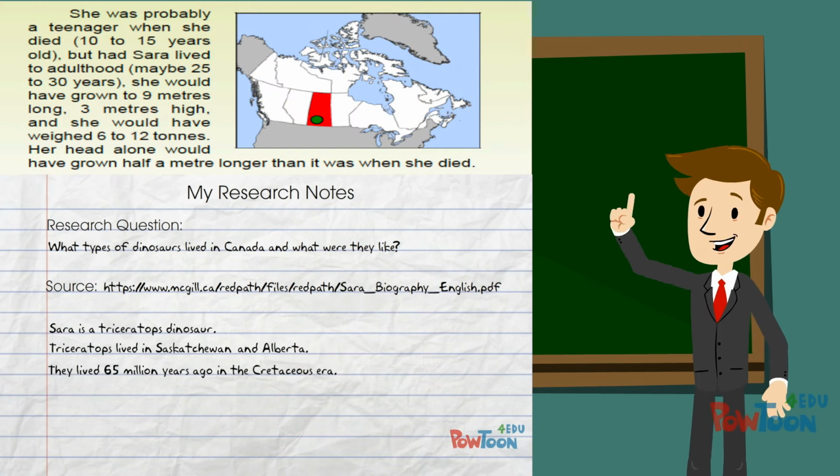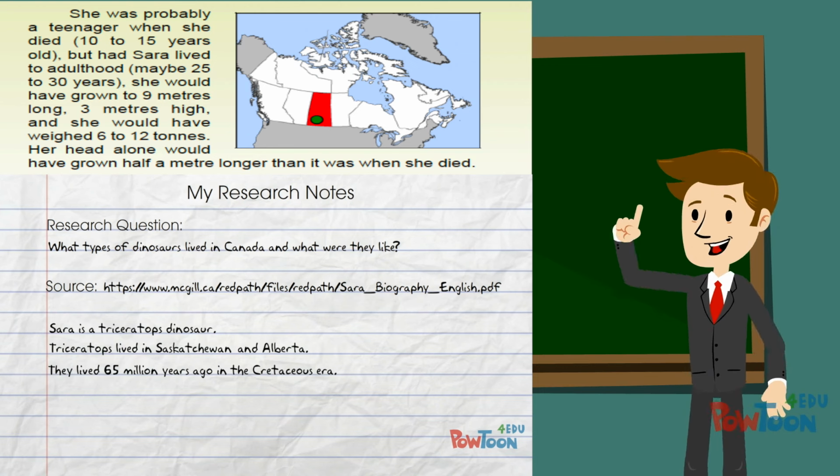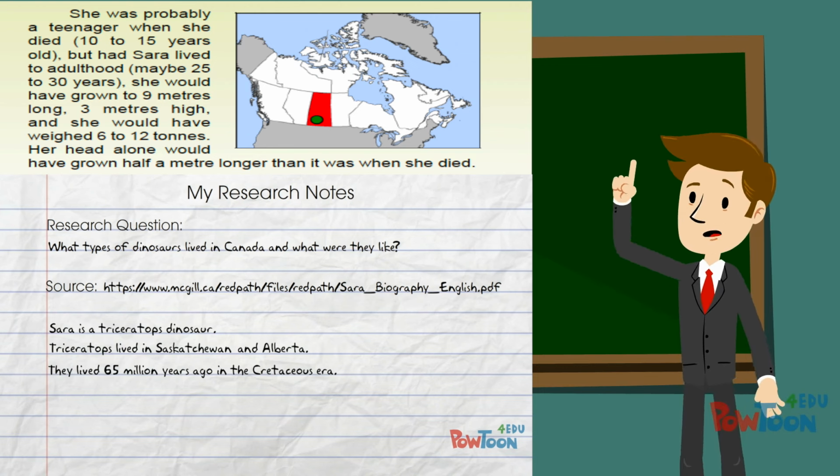The second paragraph gives us lots of information. Only some of it is useful to answer our research questions. It talks about Sara, it says that she was a teenager and how old she could have lived for, which are not very useful to answer our questions. The only part that really helps is the one that talks about how big Sara would have become.